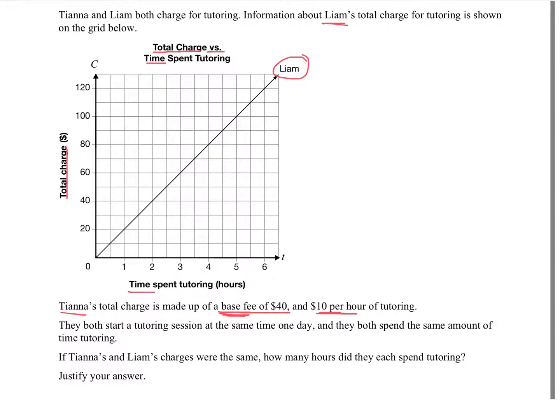If she's tutoring, she is asking for $40 as an initial fee. Does that mean that she has to work any hours to get that $40? No. So automatically, even if she doesn't work, she's getting $40. Remember, I want you right now to come up with an equation that represents Tiana. Let's build an equation to show how she would charge, what her charge is.